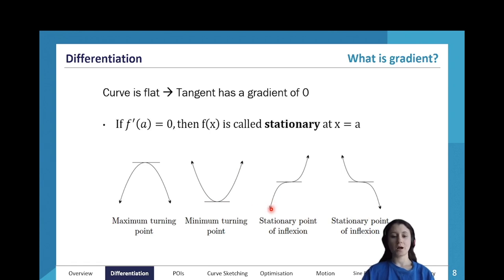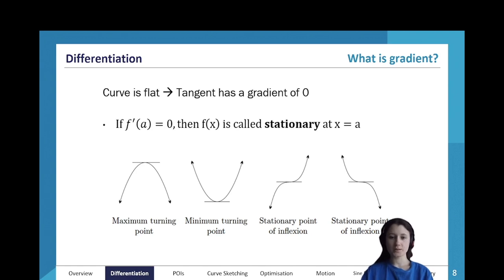These are where we don't have a minimum or a maximum situation. We have the curve having a positive gradient, flattening out, and then continuing off with a positive gradient, or vice versa, having a negative gradient, flattening out, then continuing on with a negative gradient. Those scenarios where we don't have a turning point are called stationary points of inflection.